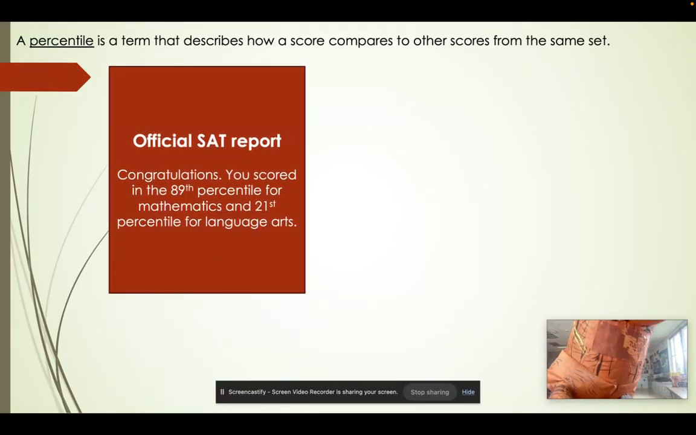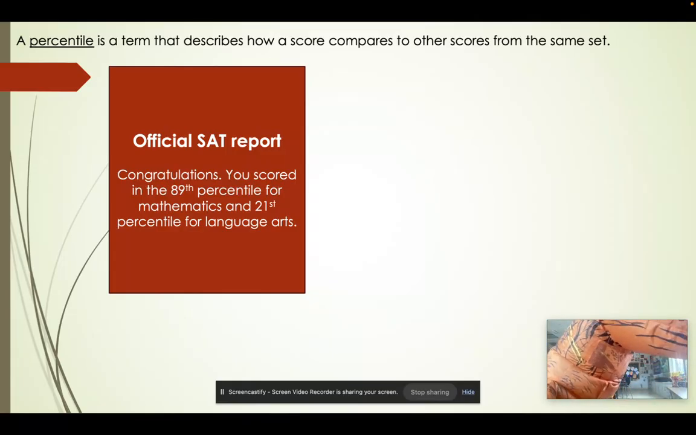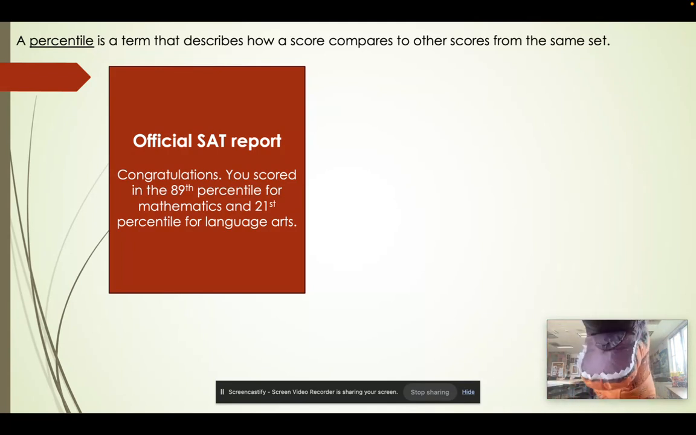Okay, so let's say that this was your official SAT report. And so you're like, did I do good or not? Well, if you got in the 89th percentile on math and the 21st percentile on language, which do you think is better? Well, the answer is for math, what that means is if there was, for example, 100 people in the room, that means that you're better than 89 of them. Which is good. That's a good thing. Only 11 people are better than you are.